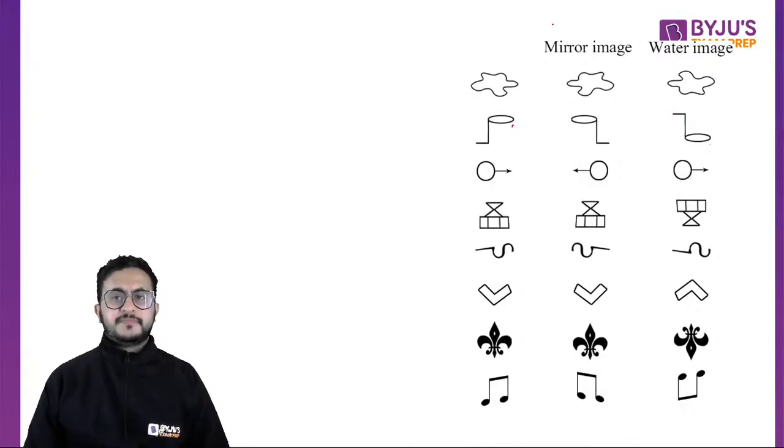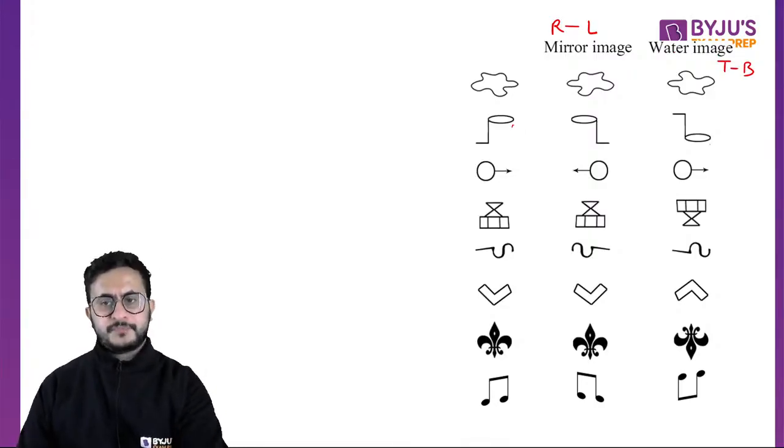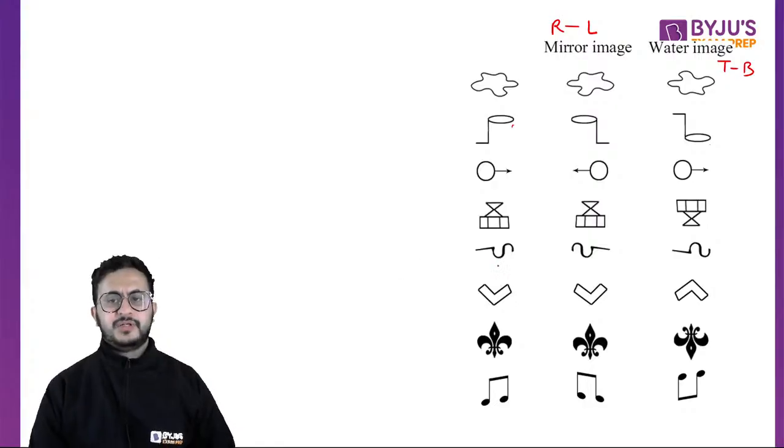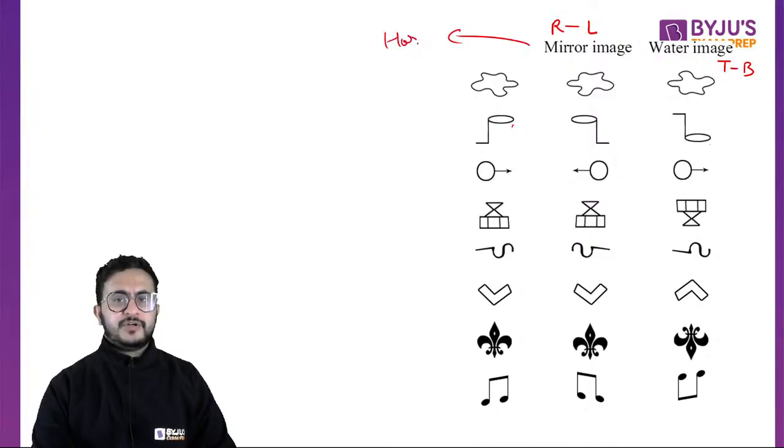So in mirror image, it is a change of right and left. And in water image, it is the change of top and bottom. Okay, so that's how mirror and water images work. Right. So here are some examples given of how things will look when you take the mirror image or water image of them. Okay, so this is horizontal. If you invert it on a horizontal line, that is called mirror image, and if you invert it on a vertical line, that is called water image.